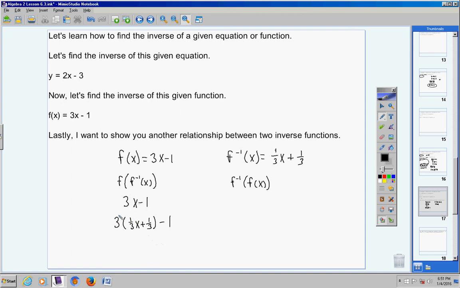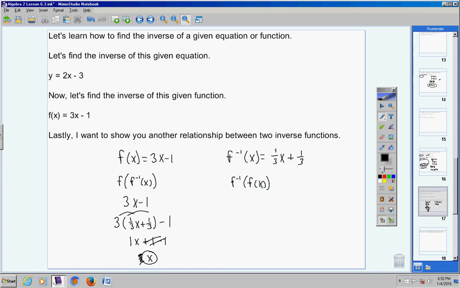The first thing you do is you multiply your 3 through. 3 times 1/3 x is 1x. 3 times 1/3 is 1. Then bring down your negative 1. Now, we have two constant terms. Combine those and they cancel out, right? Positive 1, negative 1, they cancel out, leaving you with 1x, or really just what? x.